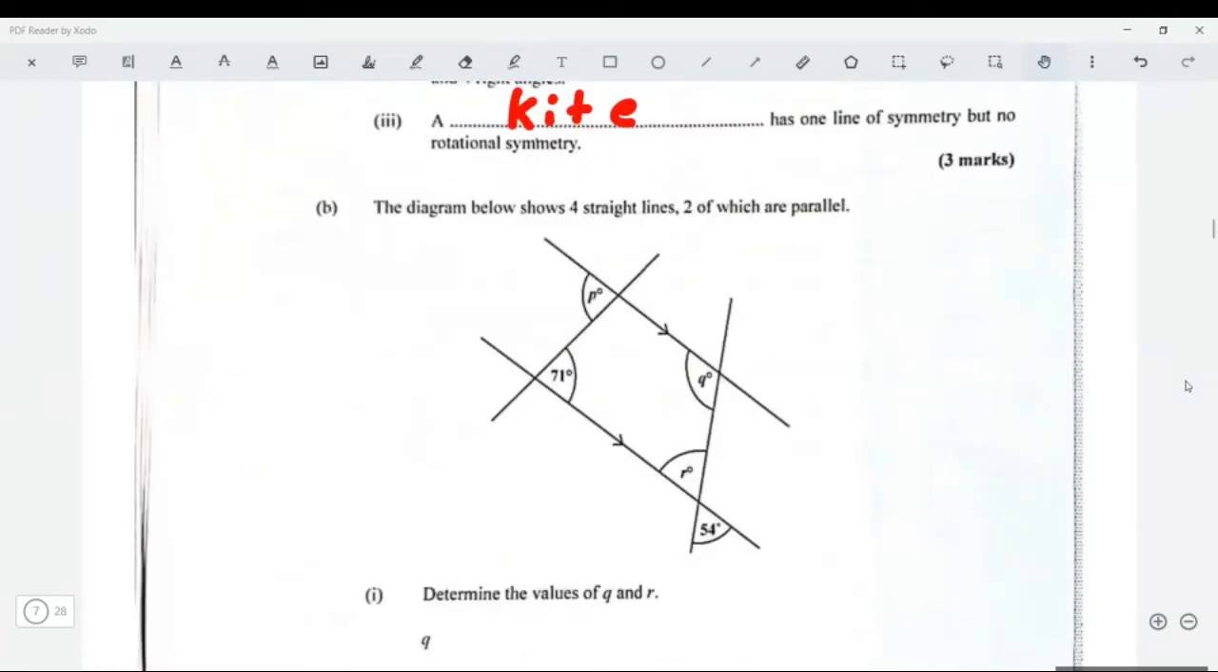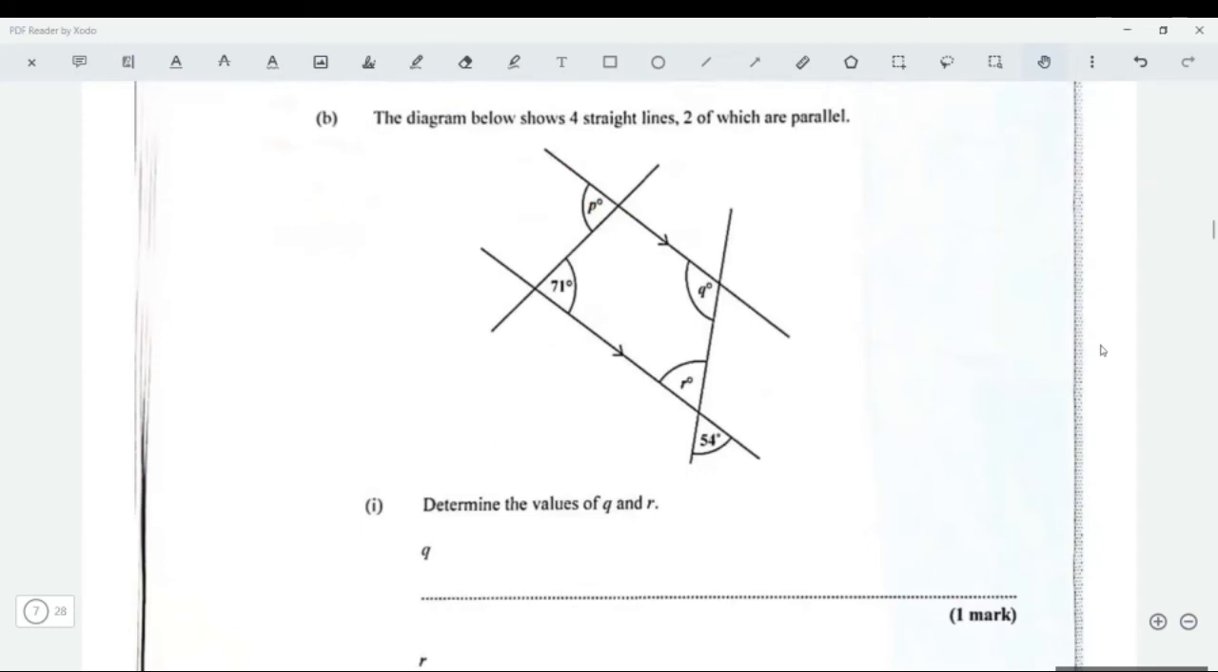All right, now part B says the diagram shows 4 straight lines, of which 2 lines are parallel to each other. So these 2 lines are parallel to each other. Determine the value of Q and R. So now the first one, Q. What is the value of Q?